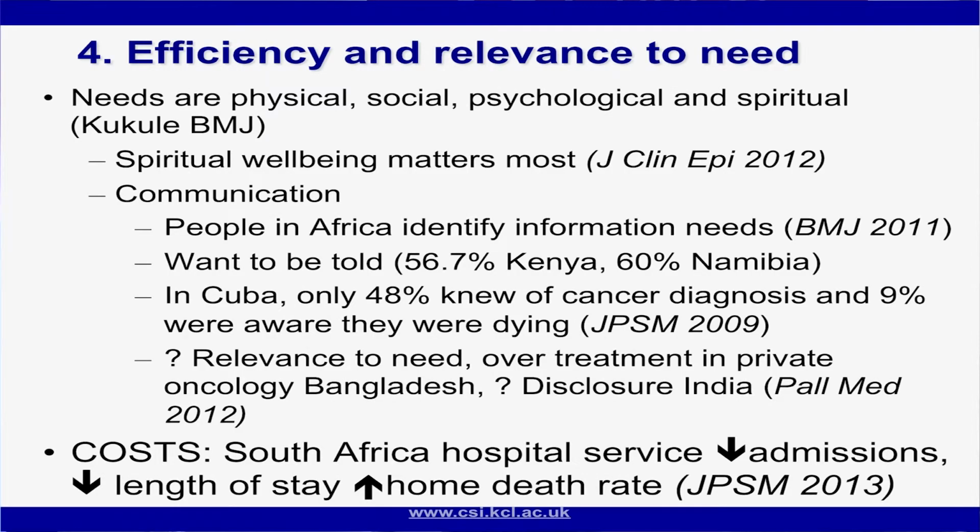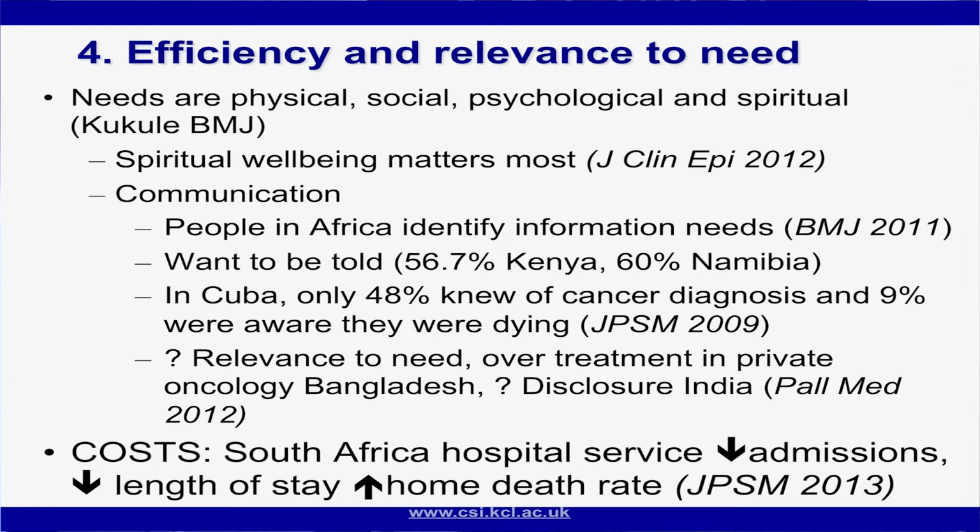Efficiency and relevance to need. We know from Eki Kikuli's data from Uganda way back in the late 90s that, in line with the WHO definition, needs are physical, social, psychological and spiritual. We share that global definition. But also some work we've done on a project here in South Africa and Uganda funded by the lottery, work published by Lucy Selman, showed that when we look at quality of life in advanced disease patients, spiritual well-being was the most important dimension of quality of life.